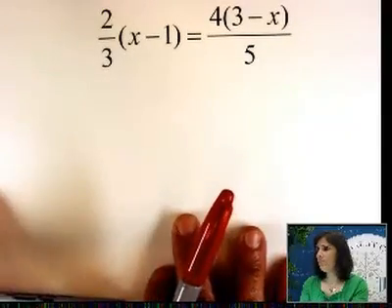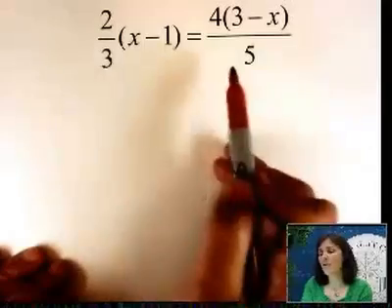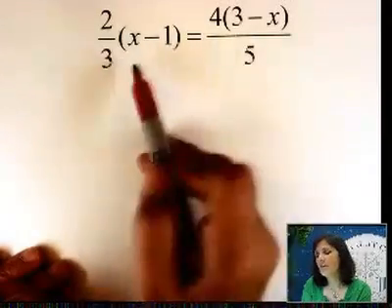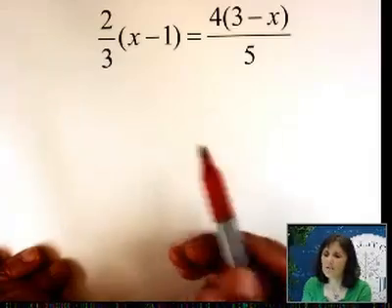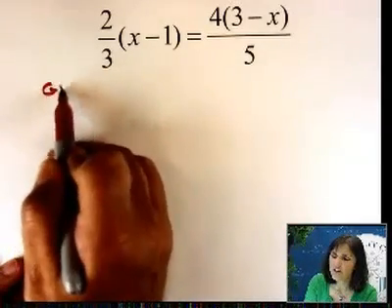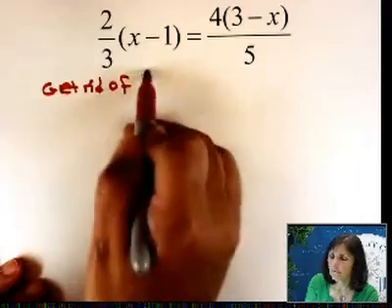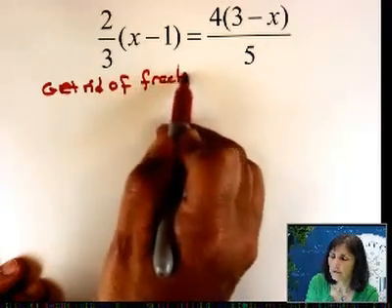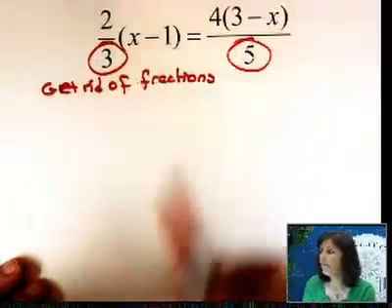Solve the problem. You can either get rid of the fractions somehow, or you can crisscross. There are many, many ways. So I'll do the get rid of the fractions method, and you can use that. To get rid of the fractions, you look at their denominators, 3 and 5.